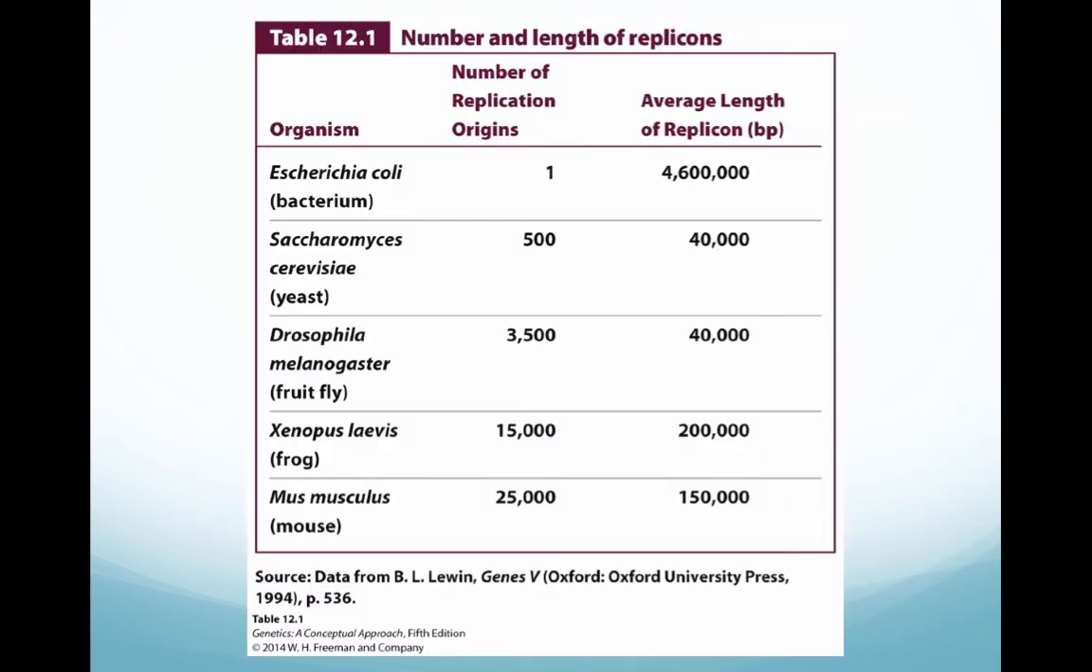So when we look at the number of origin sites, it varies a lot depending on how complex the genome is. So small genomes such as E. coli only have one site of replication, but large genomes like the mouse and the frog have multiple sites of origin. Okay, so the average replicon, or the average length of a replication, is going to be very long in E. coli, and it's going to actually be shorter in the more complex systems.